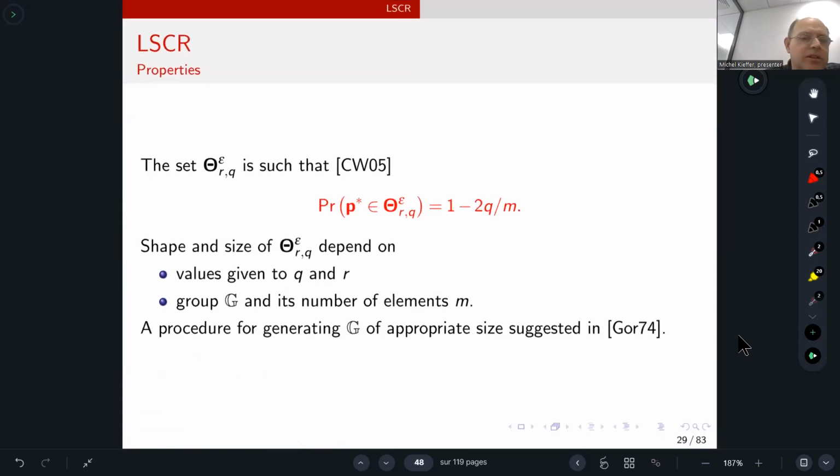The shape and the size of theta depend mainly on the values that you give to q, which determines the confidence level, and to r. It depends also on the group that you can form, on the number of its elements. A procedure for generating a group of the appropriate size is given by Gordon, for example.